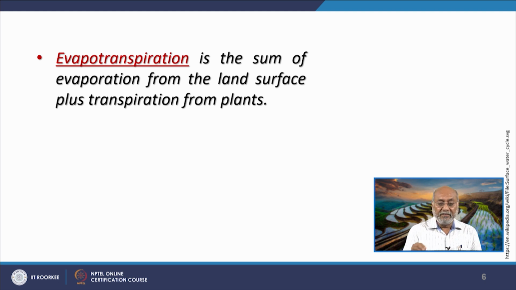But if there is a mixed kind, where land is there, vegetation is there, and open areas are there, then it becomes very difficult to isolate whether the losses are because of evaporation or transpiration. So, we give a common name, evapotranspiration, that is the sum of evaporation from the land surface plus transpiration from plants. Now, in the previous figure I have used the term potential evapotranspiration.